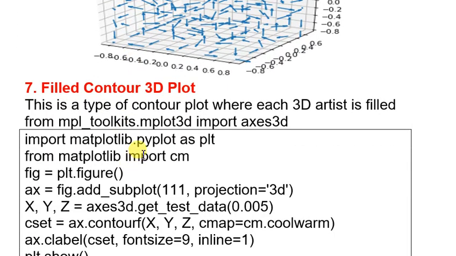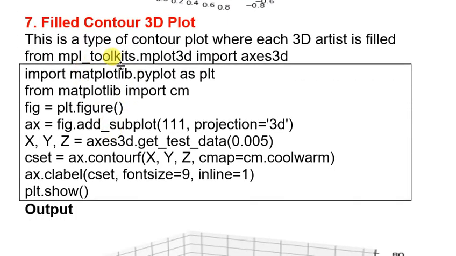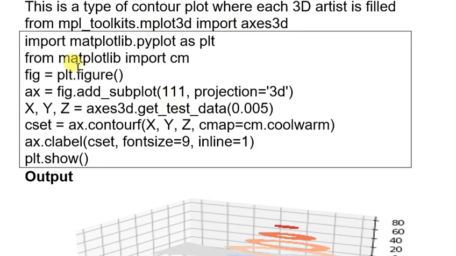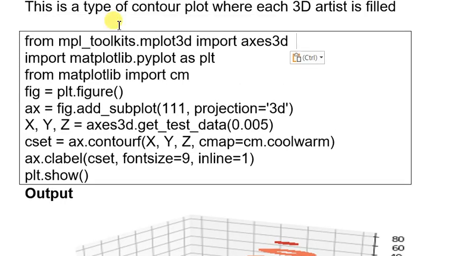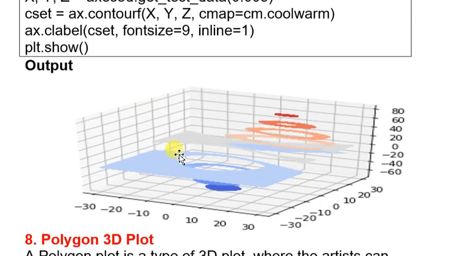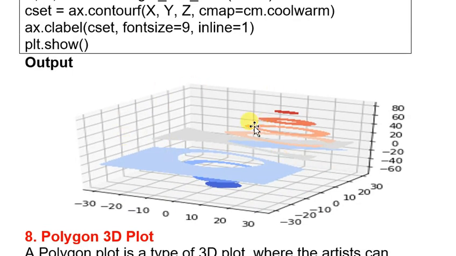And filled contour 3D plots. This is a type of contour plot where each 3D artist is filled. From mpl_toolkits.mplot3d import Axes3D. Okay, filled is filled. Here we need to change this code. And this is the contour. This is the kind of contour plot.